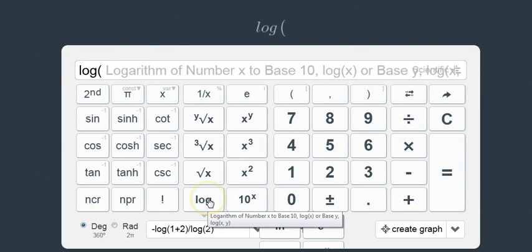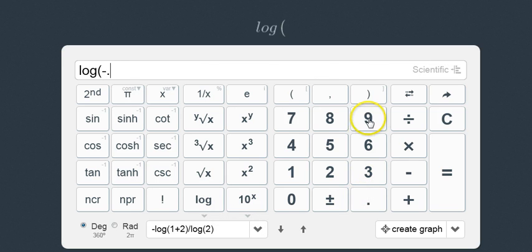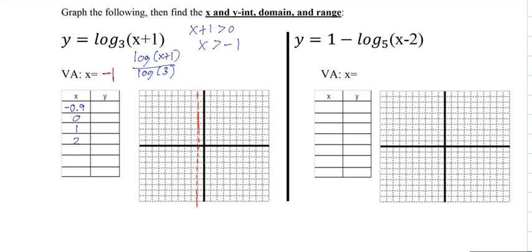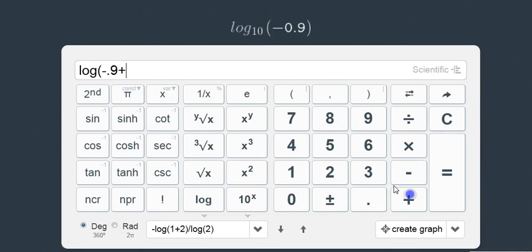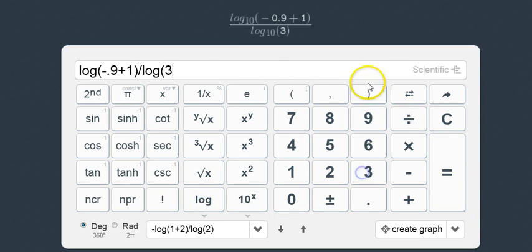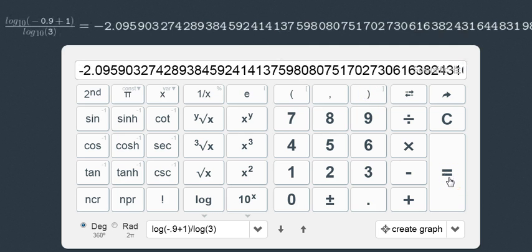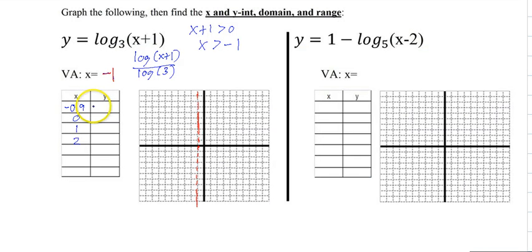It's log of negative 0.9, right? Plus 1, parenthesis, and then divided by log of 3, because that's our new base. So we're always dividing by that base. And there it is, negative 2.095. Now you got to plug in 0 and 1 and 2. Hit pause, give them a shot.